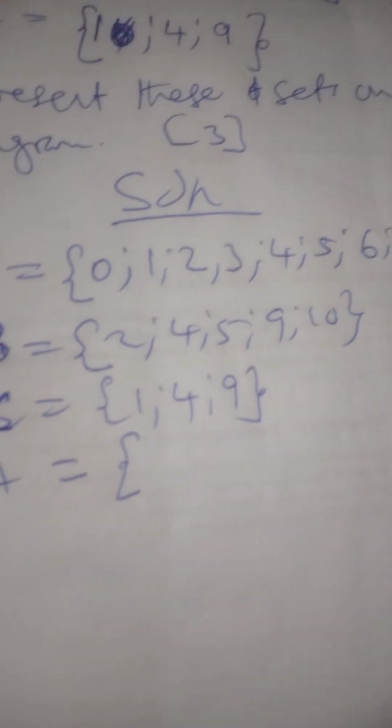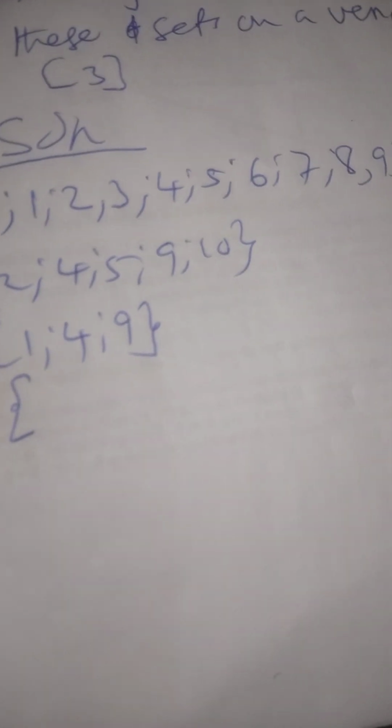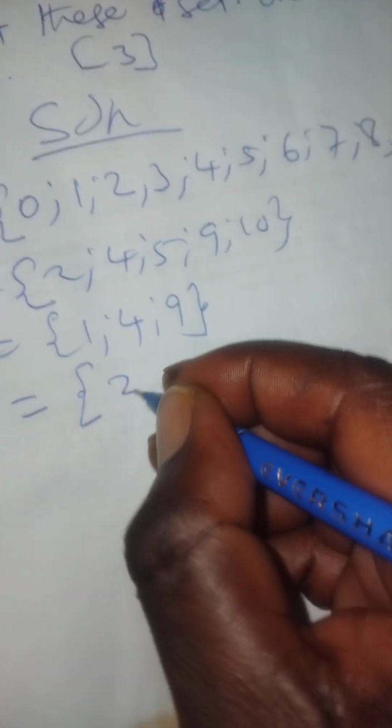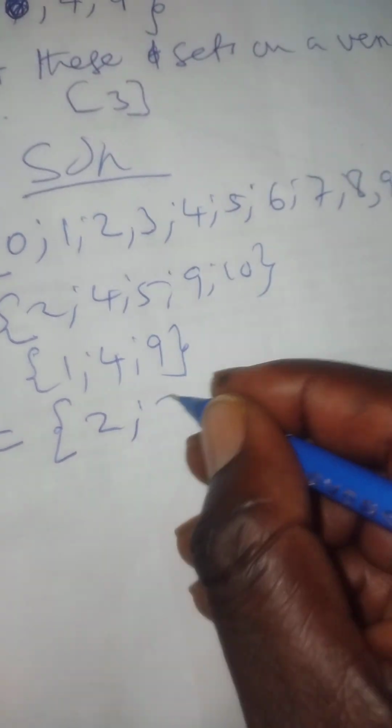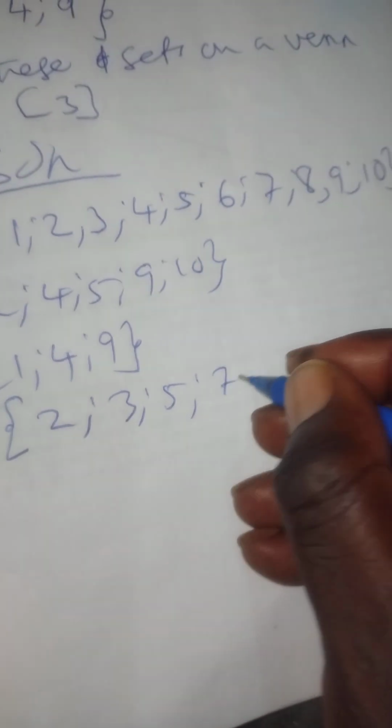So from our mother set, what are the prime numbers? Which numbers have only two factors? So we have 2, yes, correct. We also have 3. We also have 5. We also have 7. Those are the only prime numbers from our universal set.